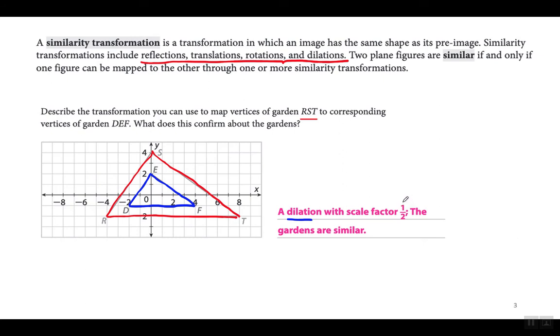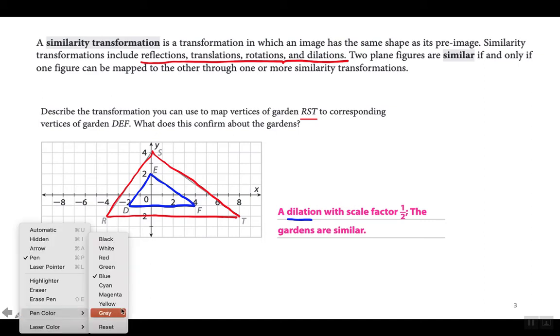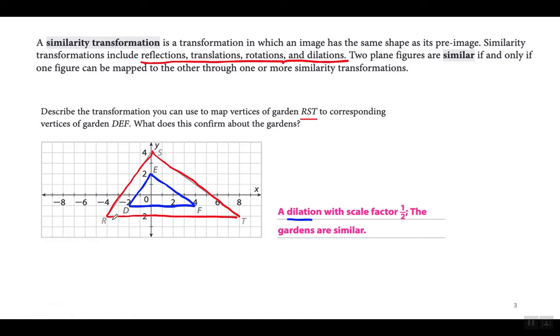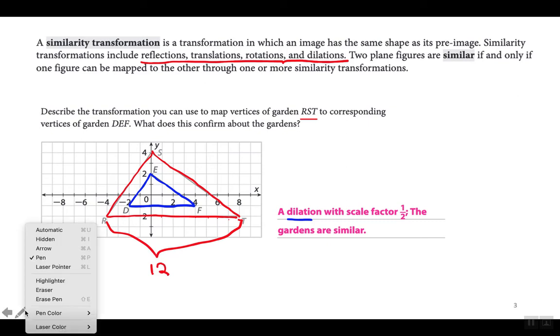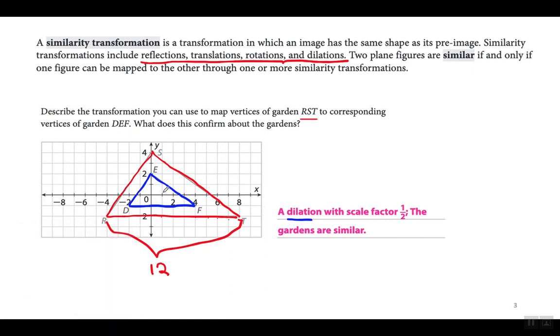How do we know that the scale factor is 1/2? Okay, look at the red triangle RST, and pick an easy side to look at. The only easy side to look at is this one, because it's horizontal. So I could just count how long it is. 1, 2, 3, 4, 5, 6, 7, 8, 9, 10, 11, 12. So side RT is 12 units long. And in the blue triangle, side DF goes from -2 to +4, so it's 6 units long.